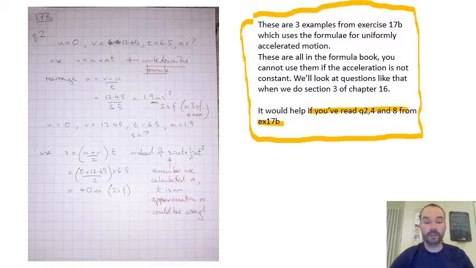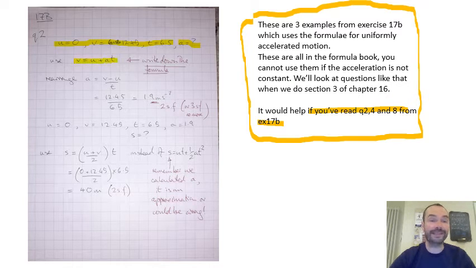Right. The way you start all suvat questions is write down what you know. So in this case, we have a car accelerating from rest to 12.45 meters a second. We know u, we know v, and we know the time it takes. The question wants us to find the acceleration. So, which of the suvat equations uses u, v, t, and a?